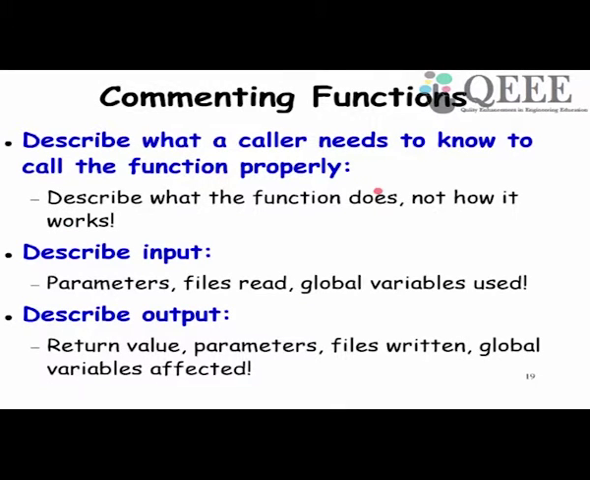Now let's look at another aspect of style, which is how to comment the functions. We had seen the function names, but then we need to comment important functions. For example, we need to have a header which describes what the function does, what the input parameters are, what files it reads or writes, what global variables it uses, and similarly describe the output. Output is not necessarily the return value, it can also include the files written, global variables changed, and so on. Those can also be output.